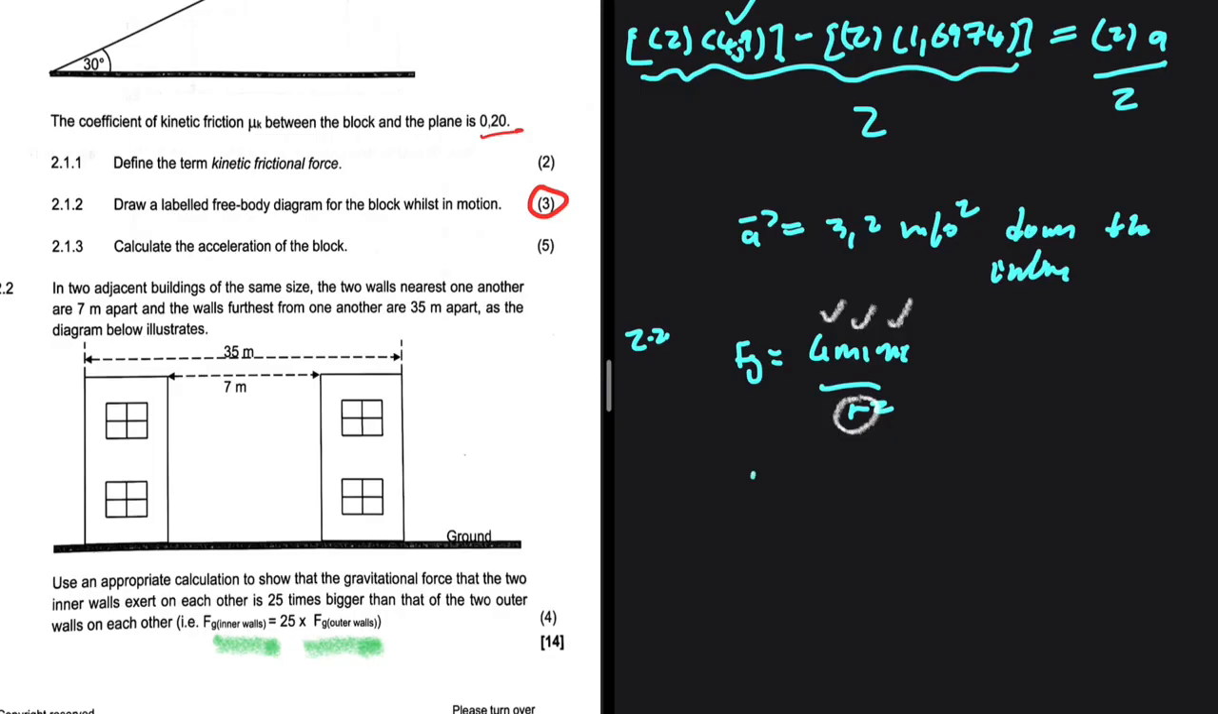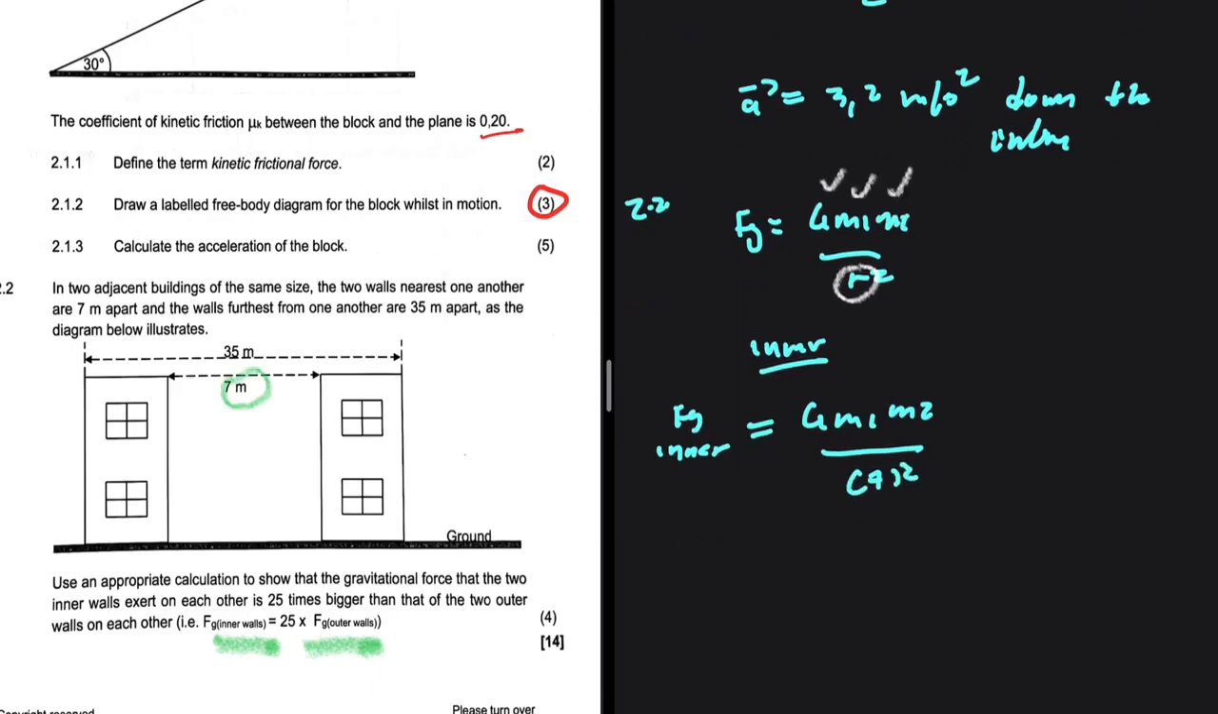Let's start with the inner walls. For the inner walls, we're going to have Fg inner being equal to G m1 m2 divided by r squared. The inner walls are 7 meters apart, so we're going to have 7 squared. We know what 7 squared is equal to, so we're going to have G m1 m2 divided by 49. These are the inner walls.